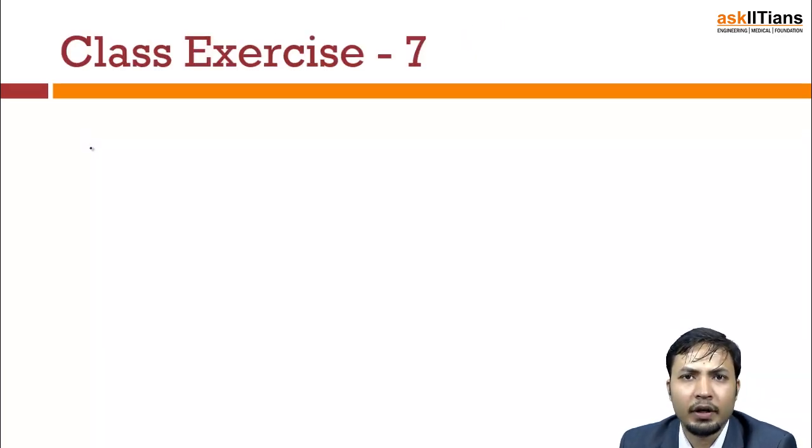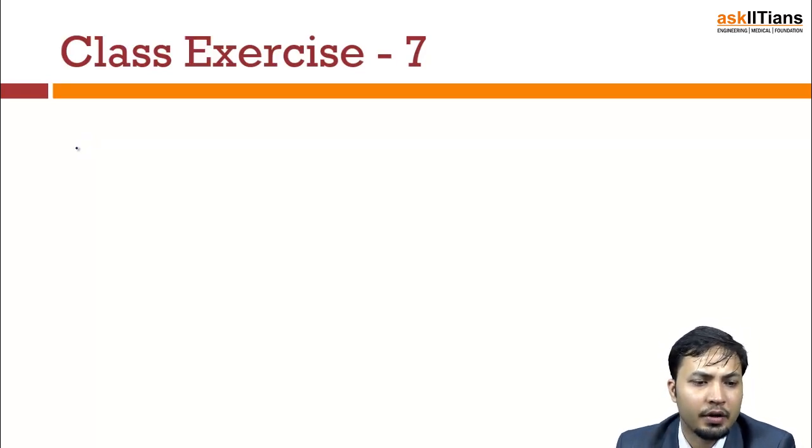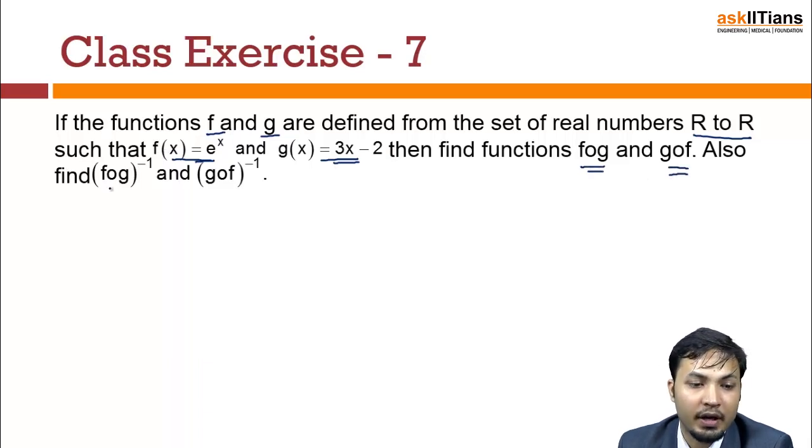Now let's have a look at the questions based on the topic that we have just discussed. This question says, if the functions f and g are defined from the set of real numbers R to R such that f(x) is equal to e to the power x and g(x) equals 3x minus 2, then find the functions f of g and g of f. Also, I have to find (f of g) inverse and (g of f) inverse.